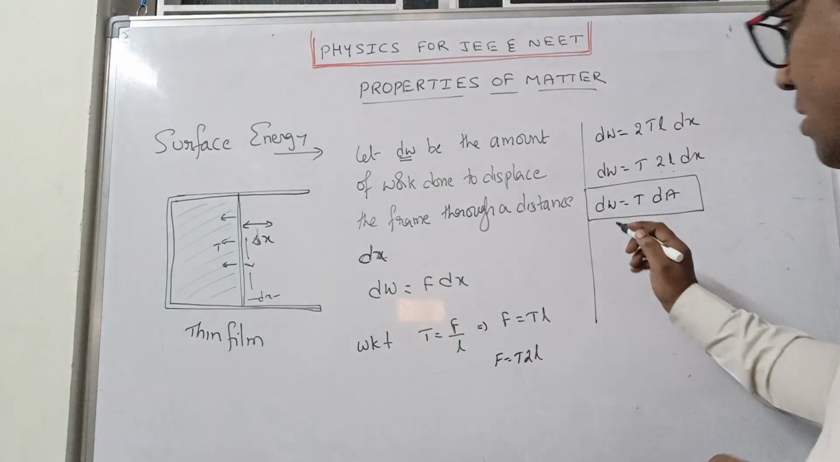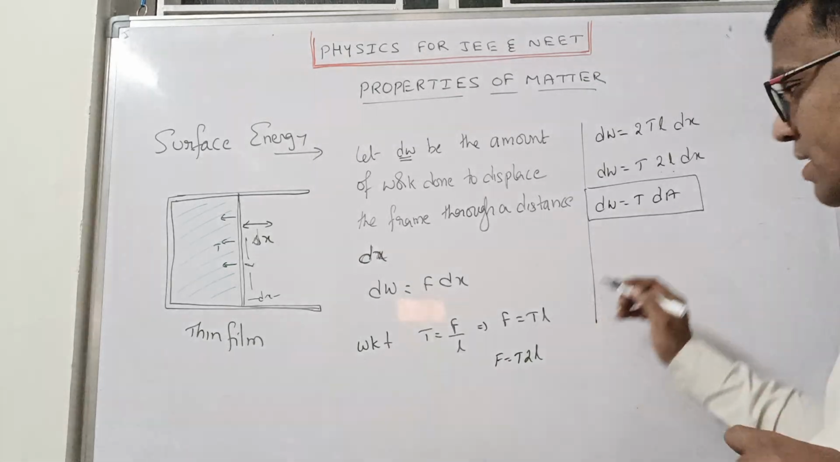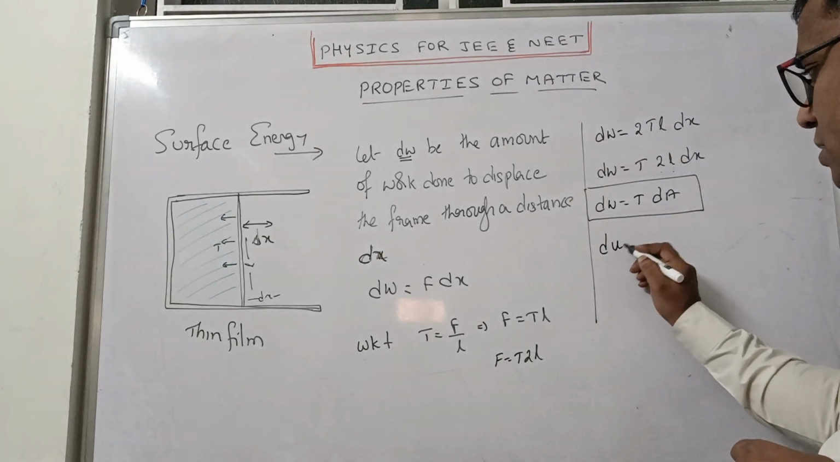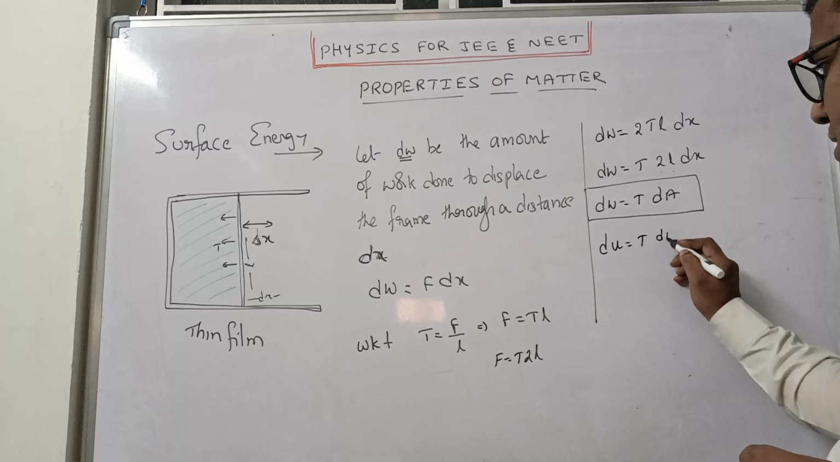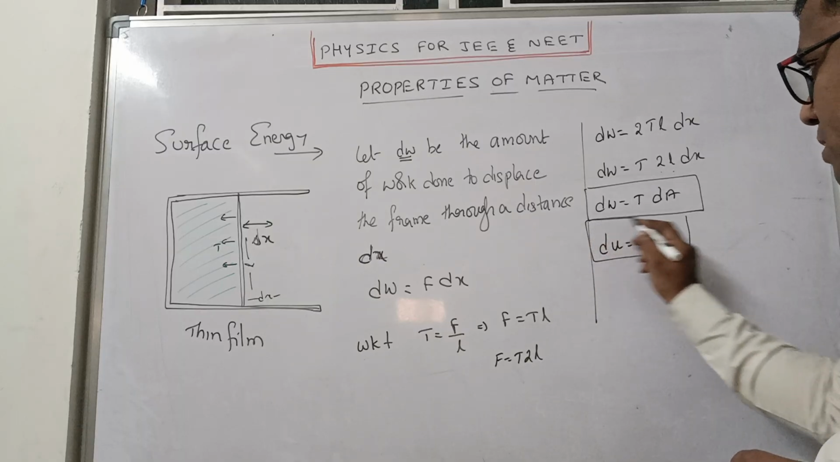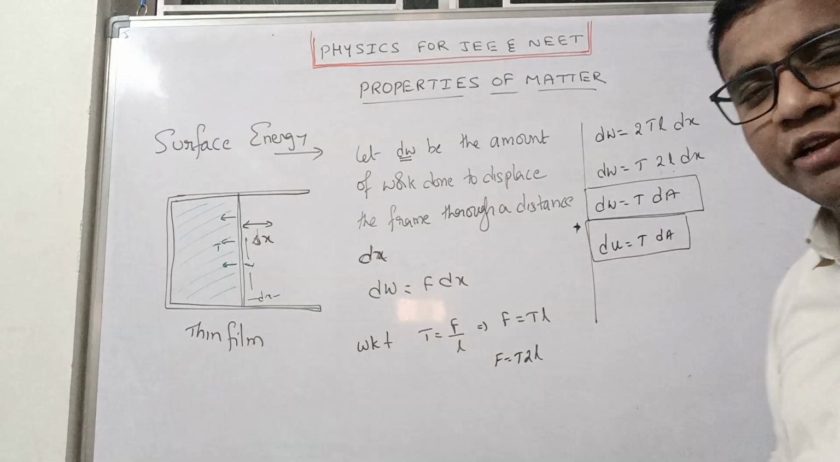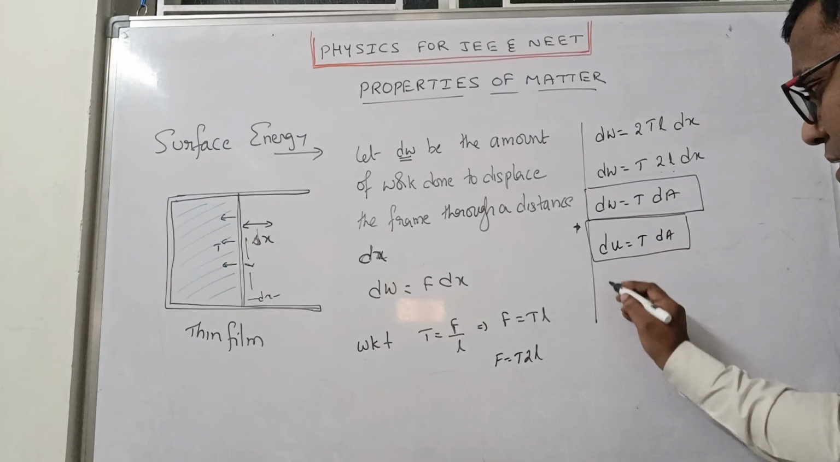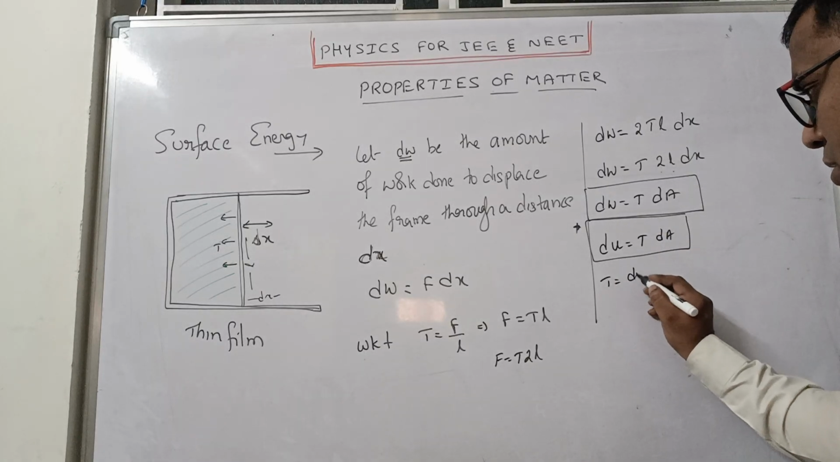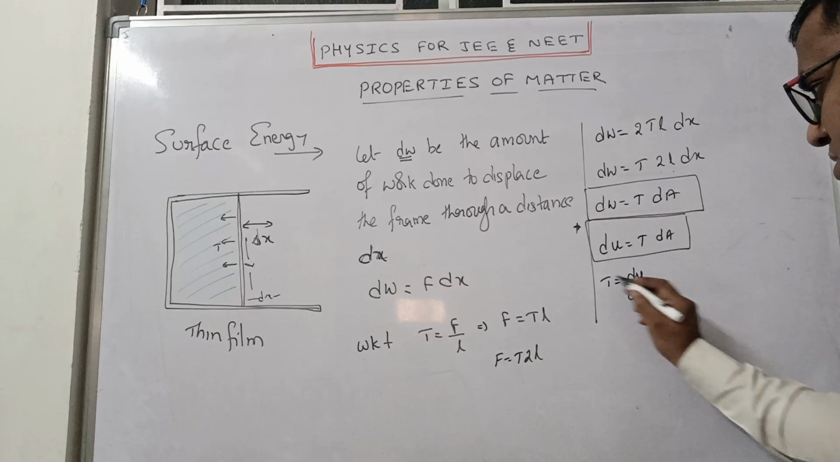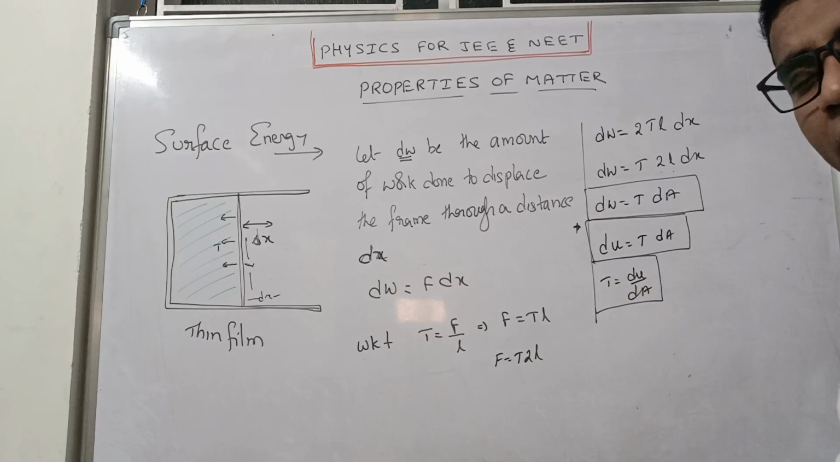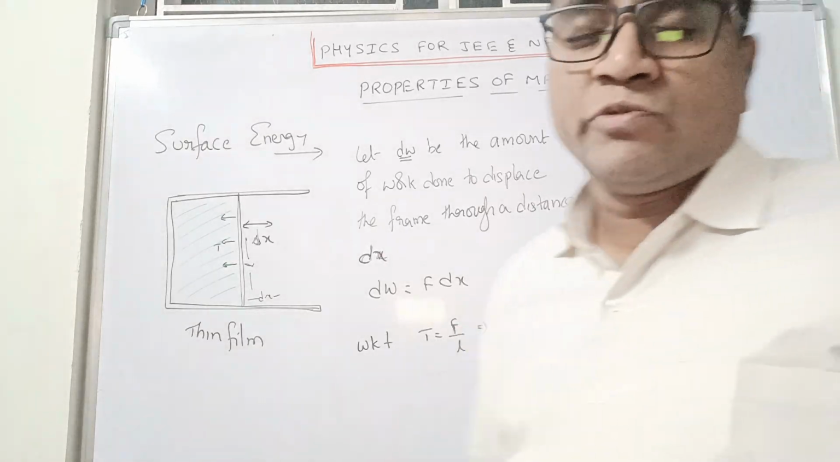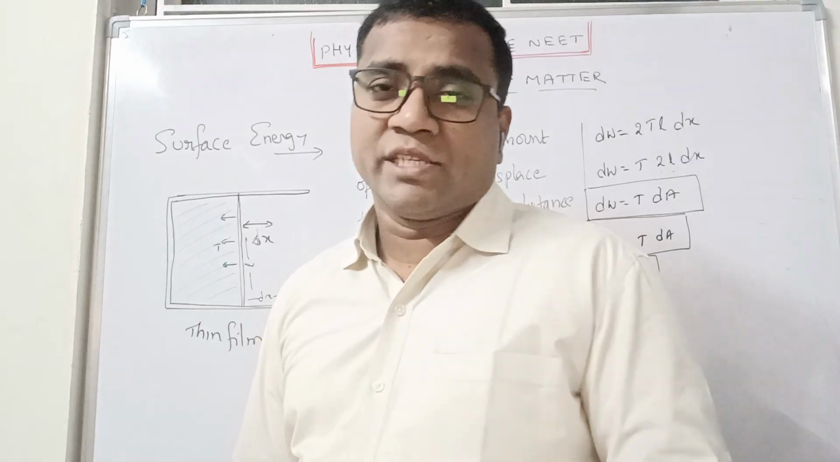So this work done is stored in the form of potential energy. I will write dU = T dA. Very important formula: dU = T dA. From that, if you want, T = dU/dA. So in two ways we are able to find the tension.